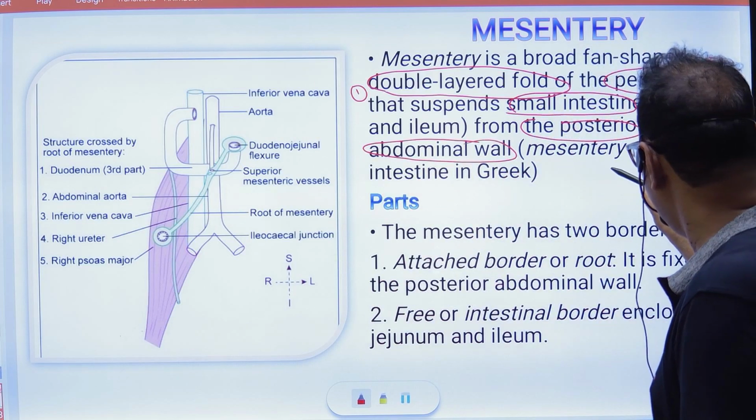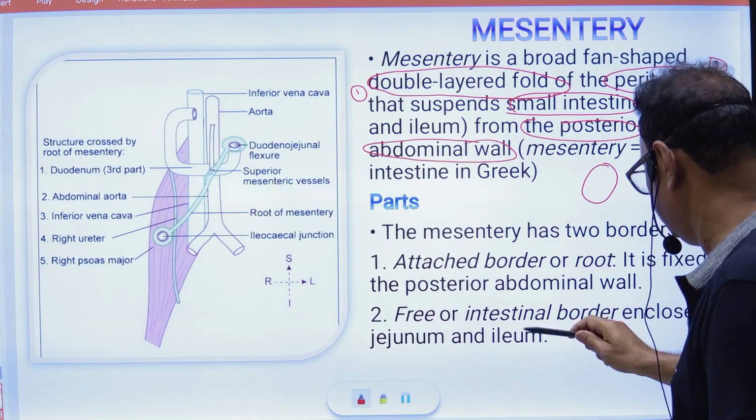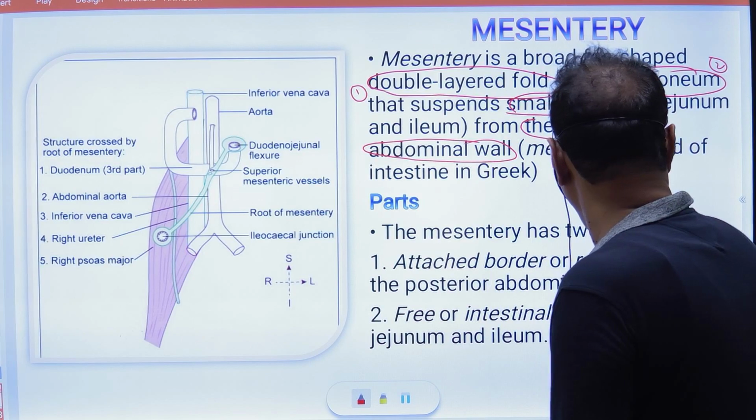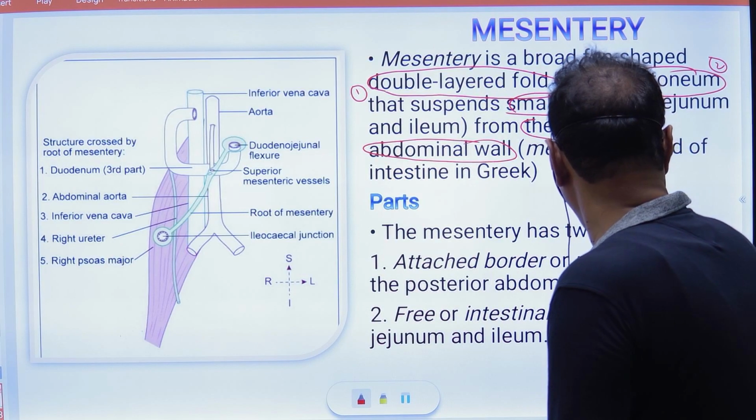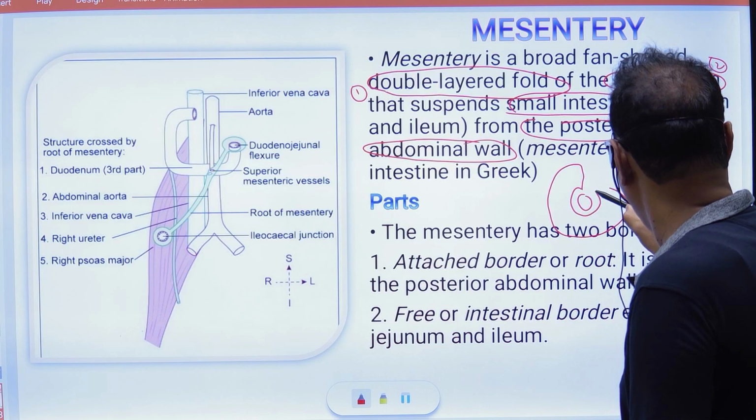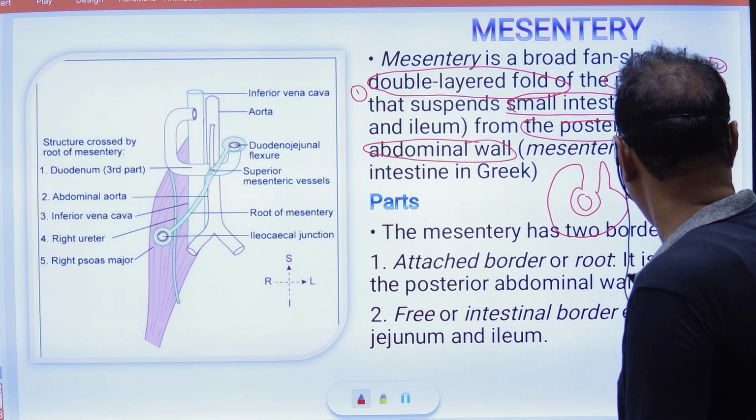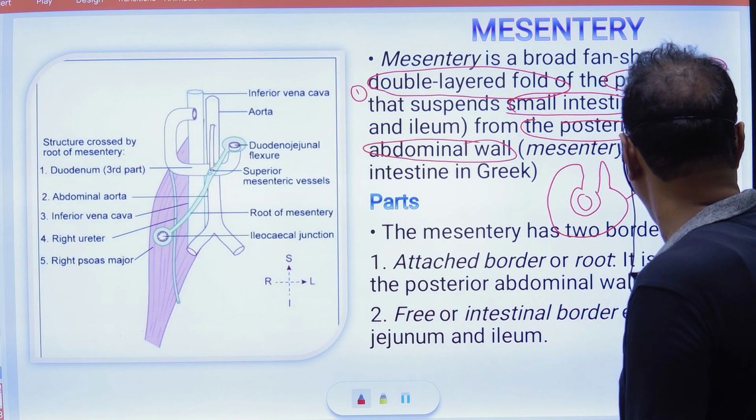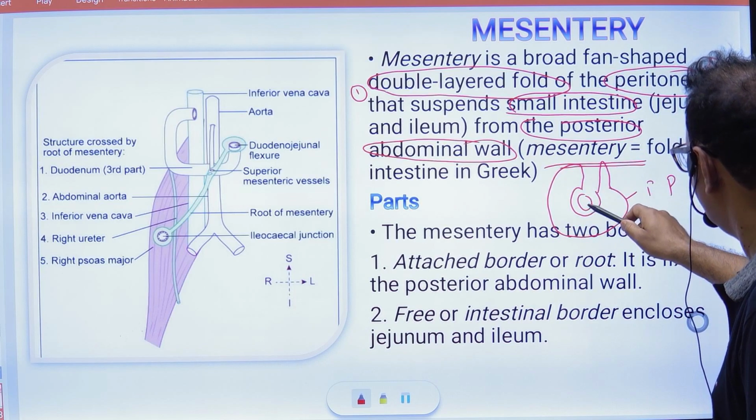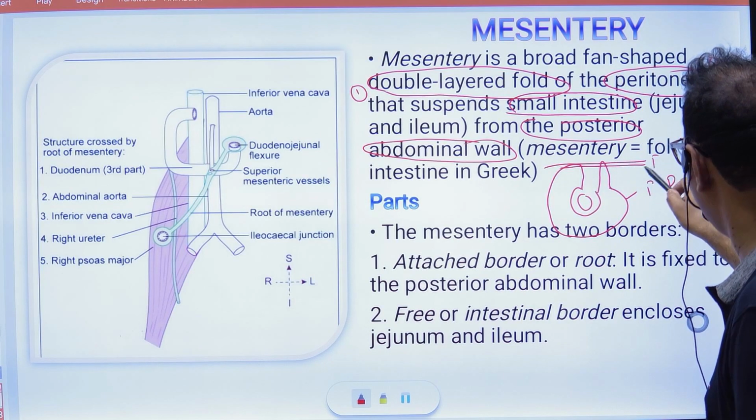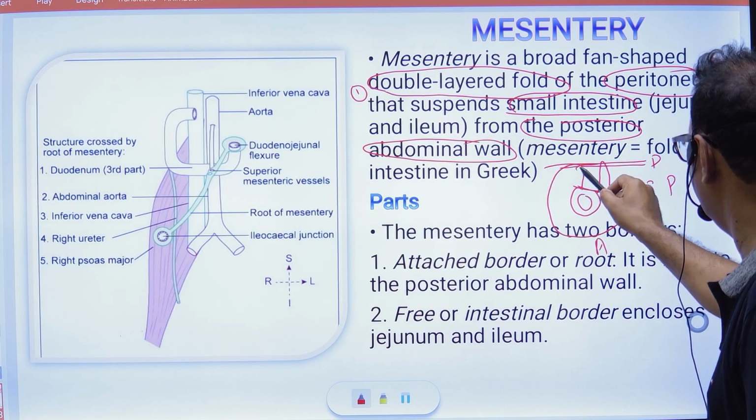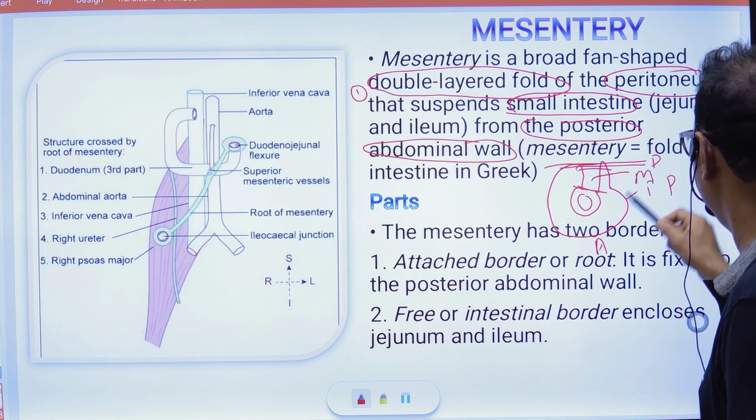An organ is being suspended. If it is like this, we have the organ over here. This is the visceral, this is the parietal peritoneum. And this is actually in this way. This will hang this organ from the posterior abdominal wall. If this is posterior, this is anterior. It will hang, and this sort of structure from here to here will be known as the mesentery.